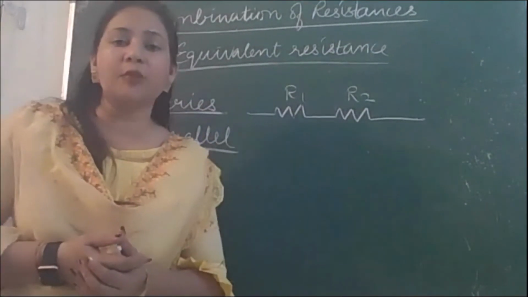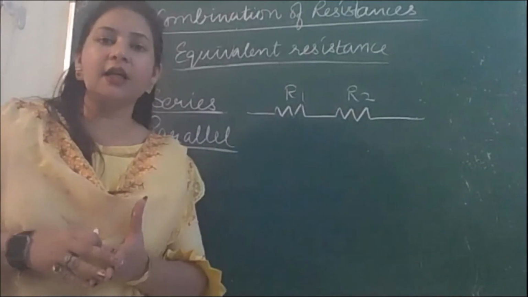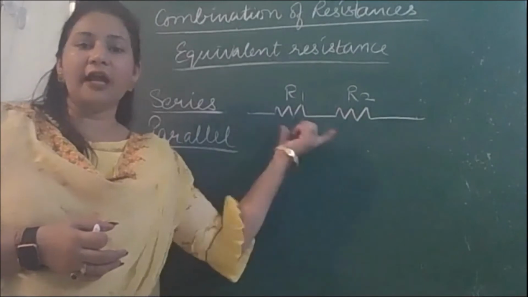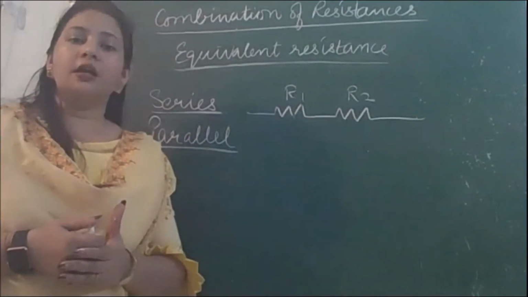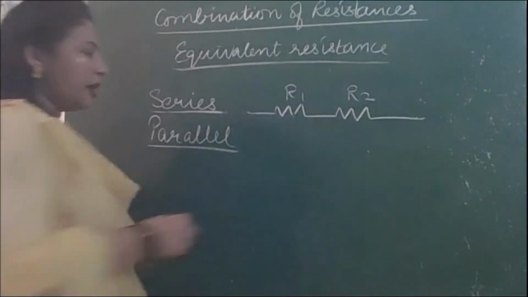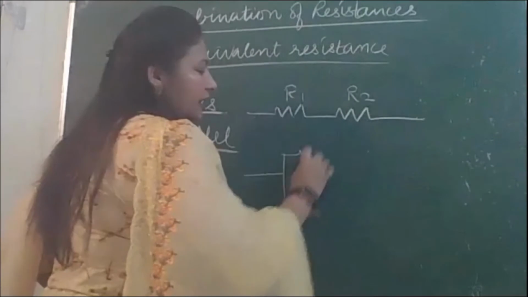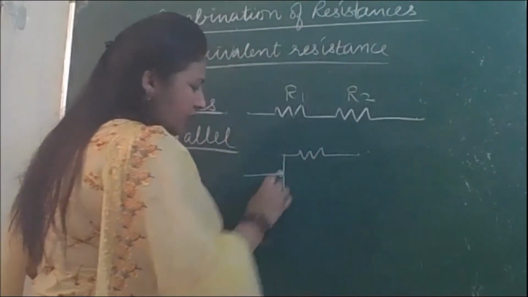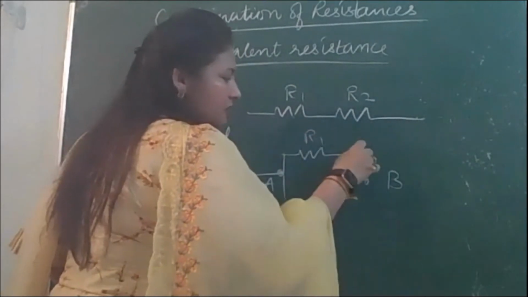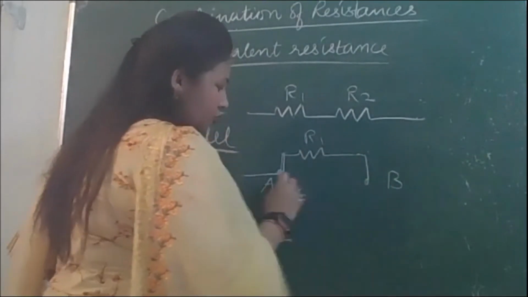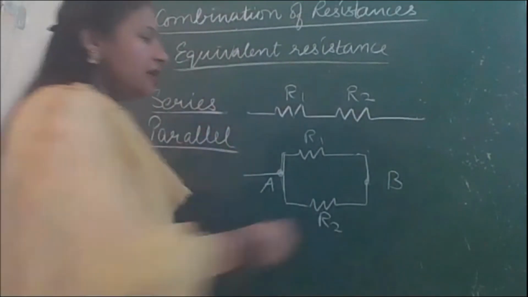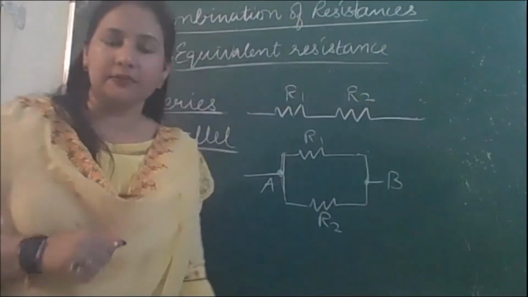Resistors are said to be connected in series when they are connected one after the other, end to end. And when do we say parallel? In parallel, when they are connected between the same 2 points. Suppose we have 2 points A and B. This resistor R1 is connected between these two points, and this R2 is also connected between these 2 points. So they are said to be connected in parallel.